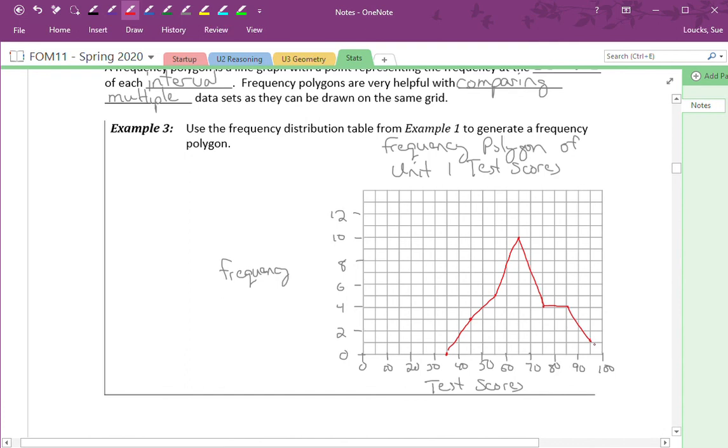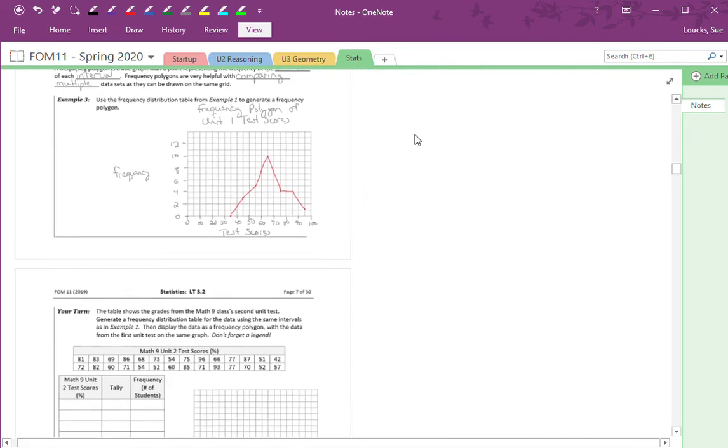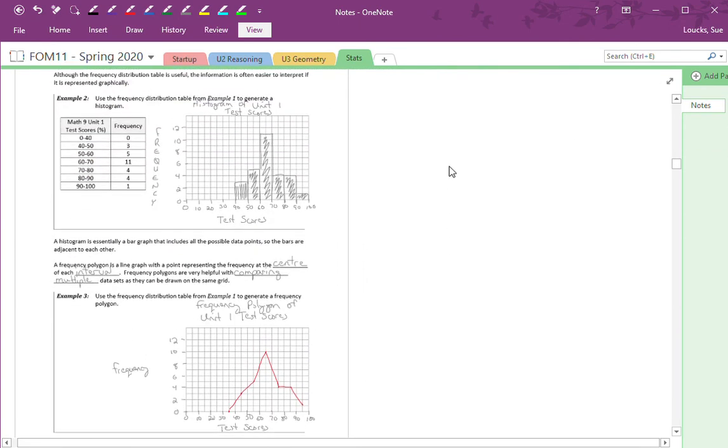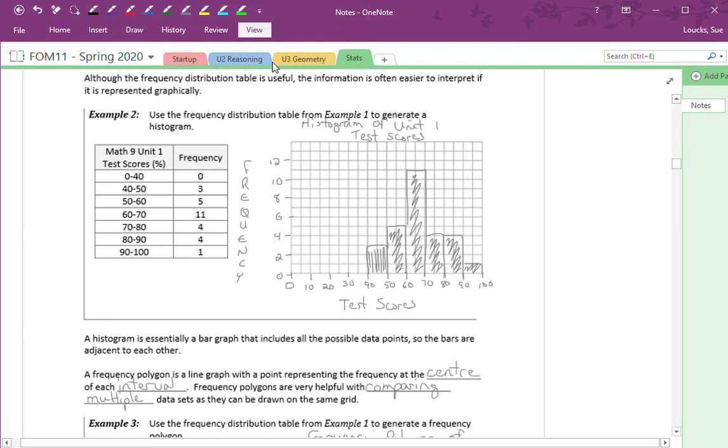Okay, and then I'm going to just change the view on this so that you can see both of those at the same time. So you can see that they have the same shape, right? They still convey the same information. We can still see that between 60 and 70 had most of the scores. The next example is going to show us what it looks like with one on top of the other.